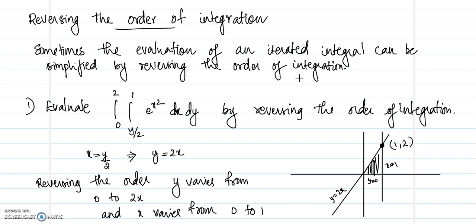Okay, so let us see a few examples on how to reverse the order of integration and hence how to find the integral in the new order. So let us start with the problem. So we need to evaluate integral 0 to 2 integral y by 2 to 1 e raised to x square dx dy by reversing the order of integration.